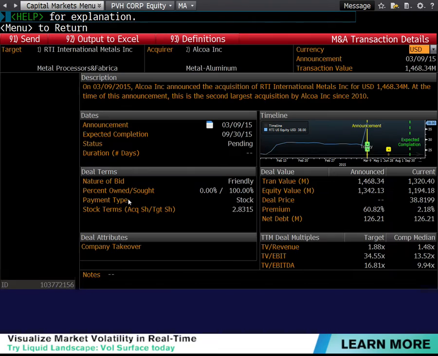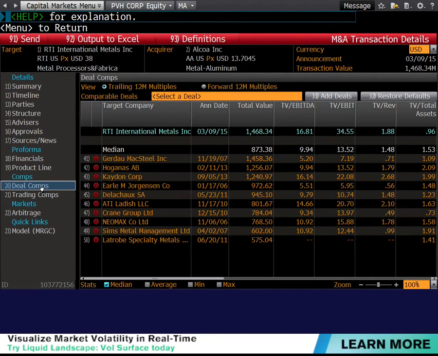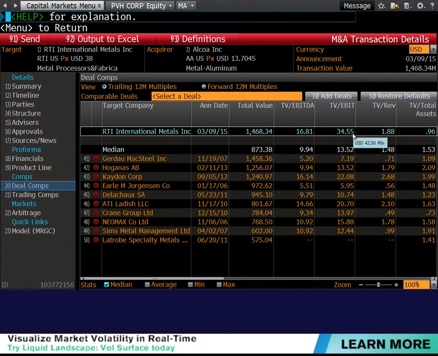So if I click on this deal, then here's all the information about the deal. And one of the things I can look at are the deal comps. So here are similar companies to this one that have been acquired, when they were acquired, and then here are their multiples. TV is total value, so total value or enterprise value to EBITDA, enterprise value to EBIT, enterprise value to sales, enterprise value to assets. So again, I have a precedent for the transactions that have been made.